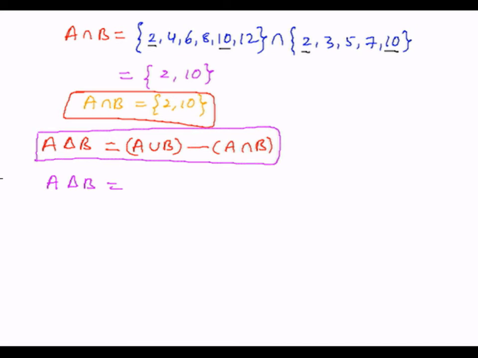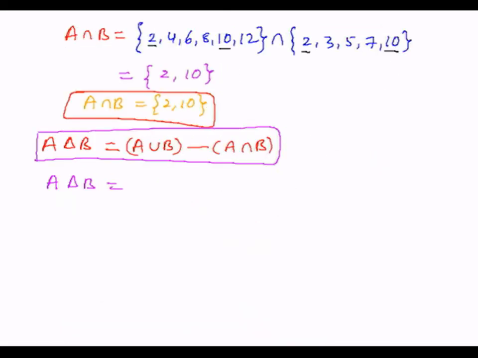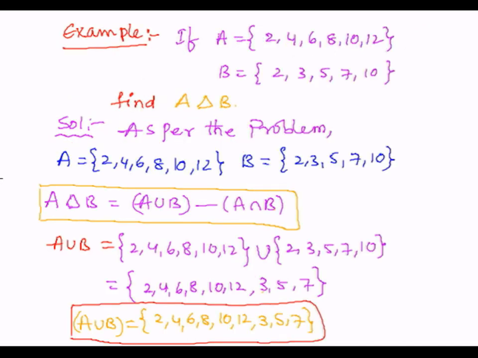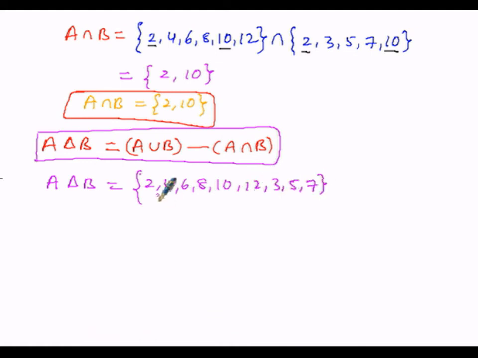Here we got A union B elements as 2, 4, 6, 8, 10, 12, 3, 5 and 7. These are the elements of set A union B. Minus A intersection B, whose elements are only 2 and 10. So 2, 10 are the elements of A intersection B.